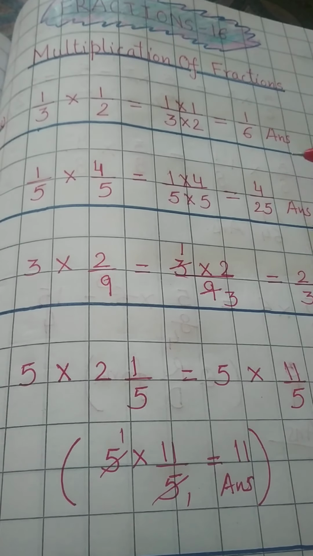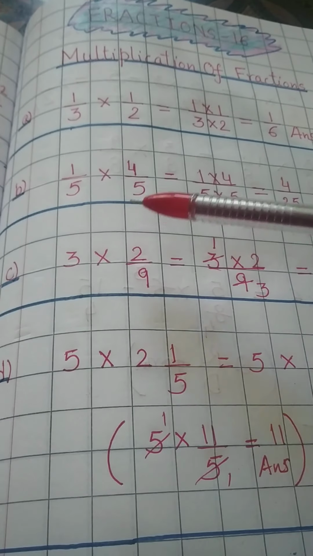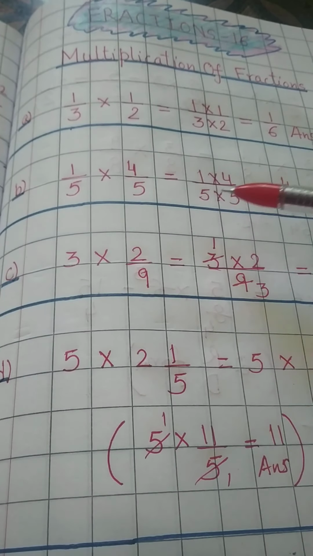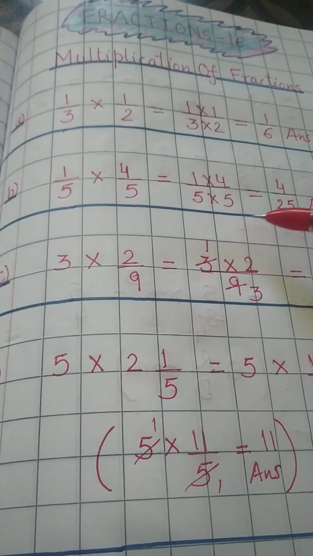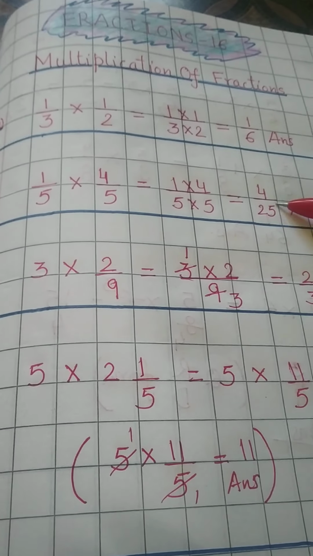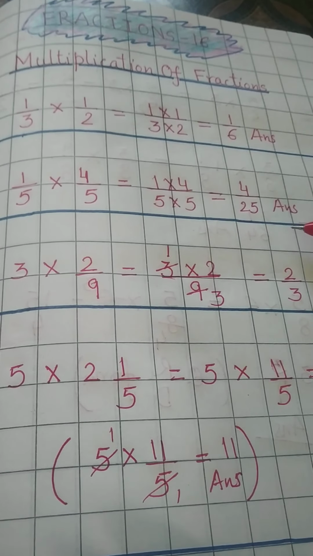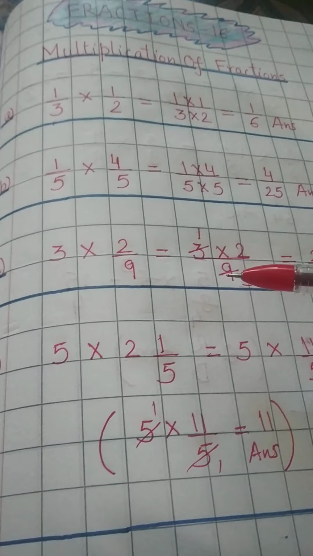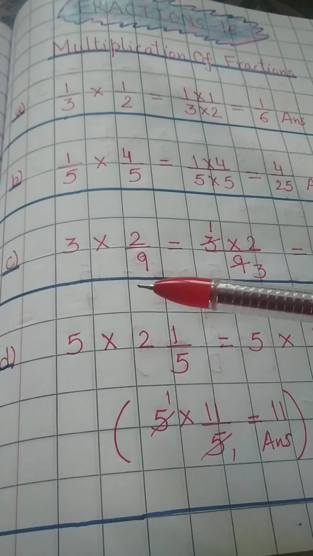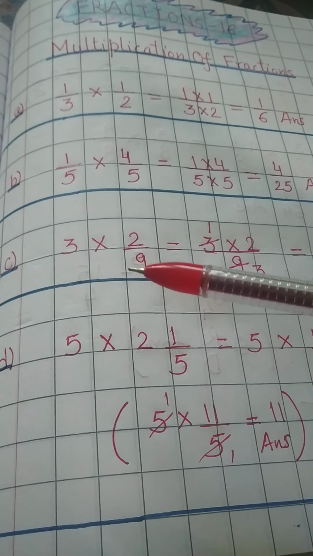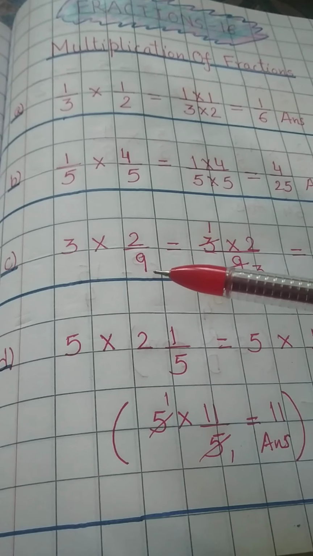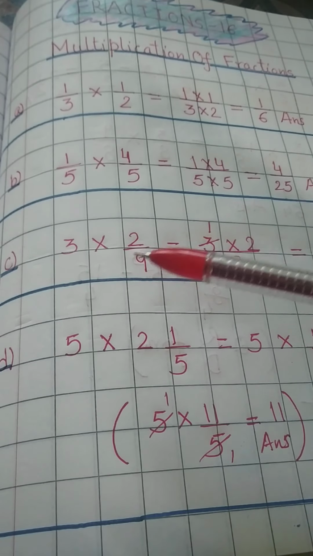Correct? Okay. Now the second question, 1 upon 5 into 4 upon 5. Then 1 into 4, 5 into 5. The answer will be 1 fours are 4, 5 fives are 25, so 4 upon 25. Simple. Then another type of fraction multiplication, where one is a whole number and the other is a fraction. So 3 into 2 by 9.